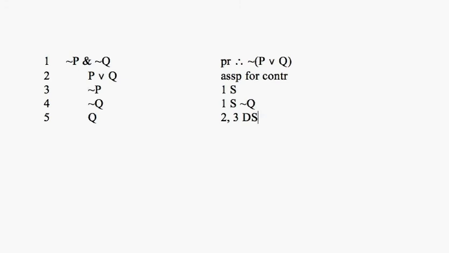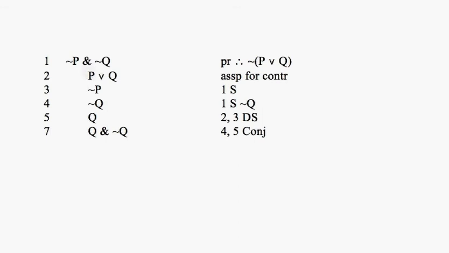And now you notice we have not Q on one line, we have Q on another line. To complete the proof, we put things together into an explicit contradiction: Q and not Q. That's by 4 and 5 conjunction. And that completes the proof.